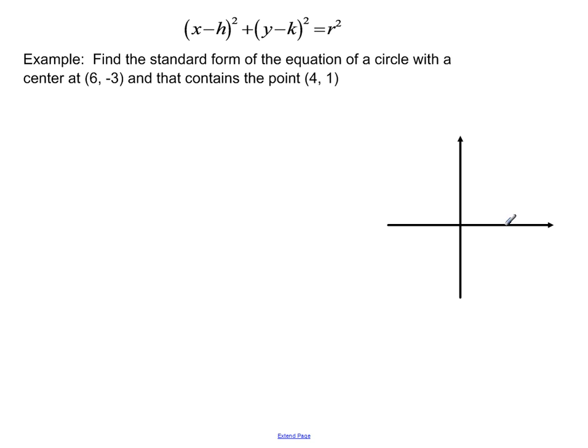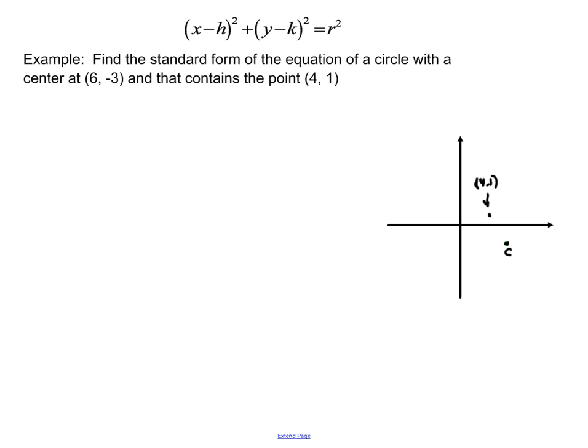It's at (6, -3). I'll just plot what looks like about a (6, -3) point right about here. All right, so this is our center, (6, -3). And we're saying that somewhere on this circle it contains the point (4, 1). So if we have this circle, let's find the point (4, 1). Let's say this is about (4, 1) right here. So we have this point x and y equal to 4 and 1 on the circle. Now you don't have to graph this out every time, but sometimes it helps to see it done out.